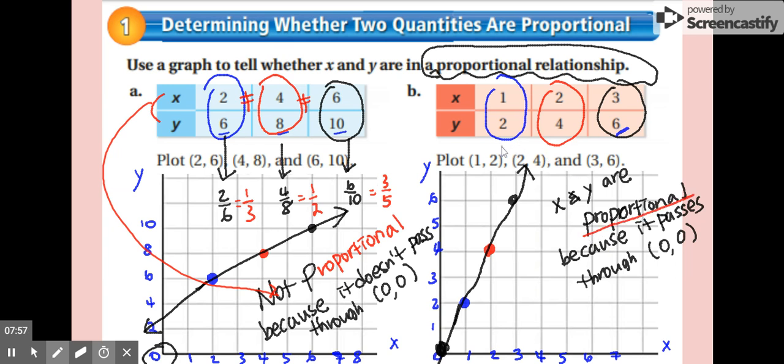And if you want to double check by checking all the ratios, it's 1 over 2. 2 over 4, also 1 over 2. 3 over 6, it's also 1 over 2. So they're all equivalent ratios. So you can also say proportional again.